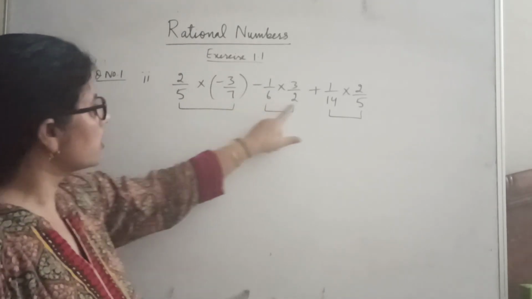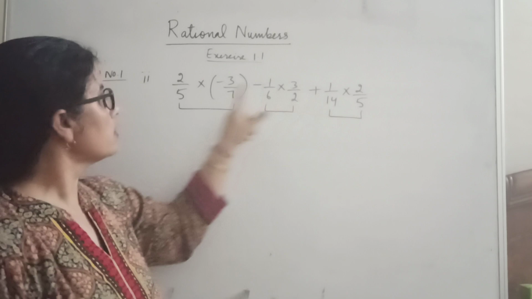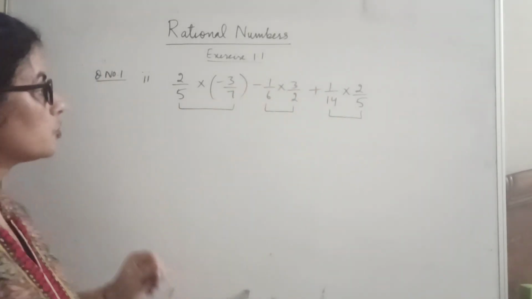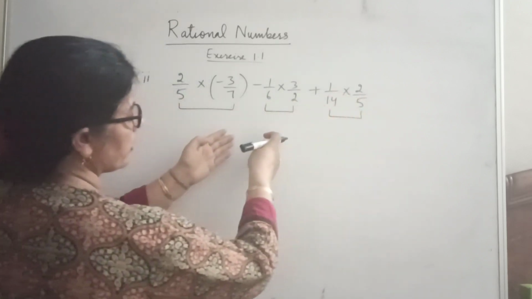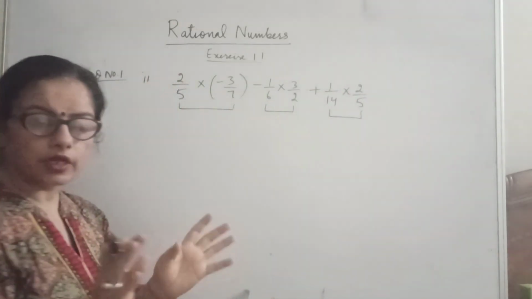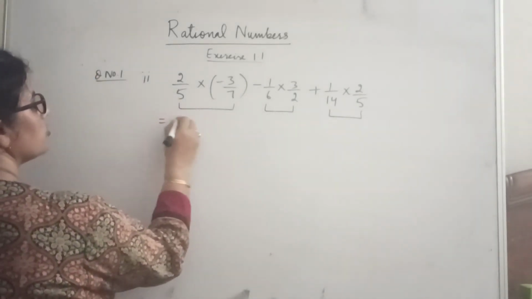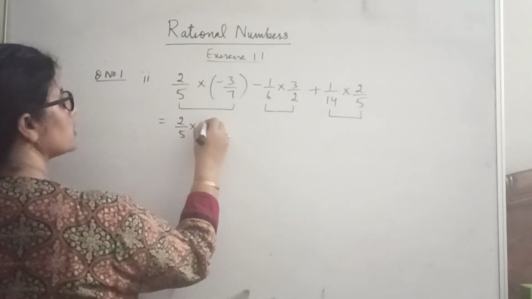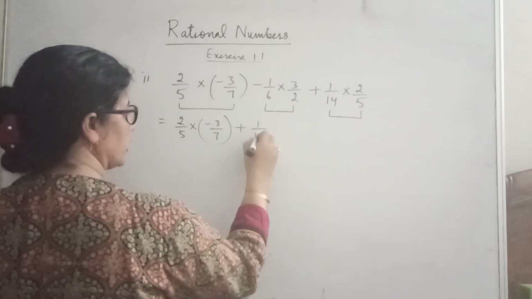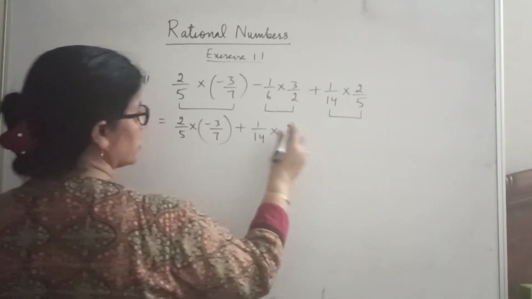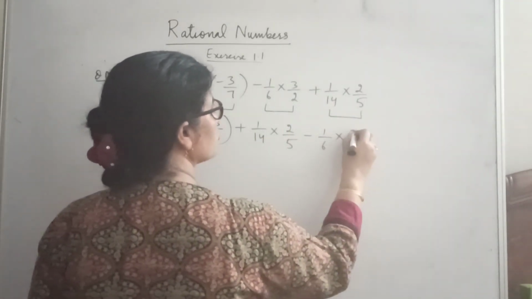Three terms are there. And see, is anything common between them? Here 2 by 5 is here also, 2 by 5 is here also. These two terms have one term common. So we will write them first. There will be no effect whether I write this term here or that term here. The reason is commutativity. So we will write 2 by 5 into minus 3 by 7 plus 1 by 14 into 2 by 5, and this term I am writing last, minus 1 by 6 into 3 by 2.